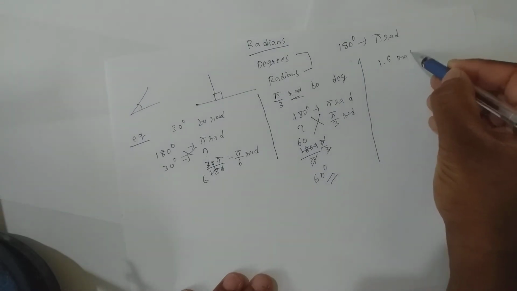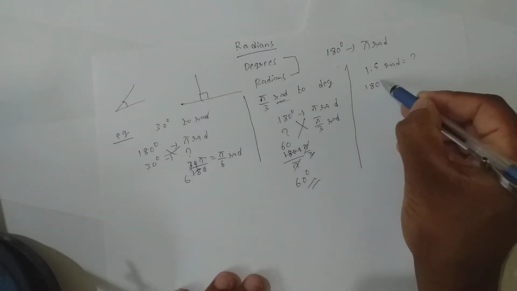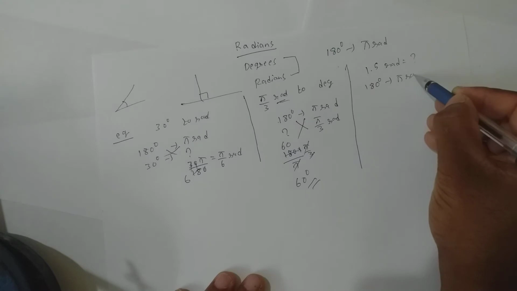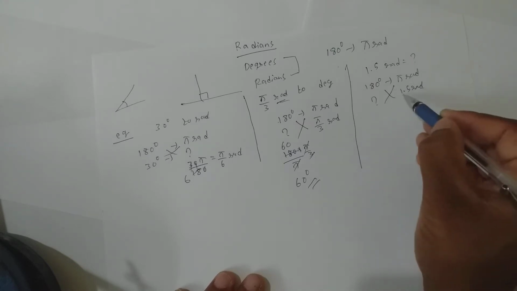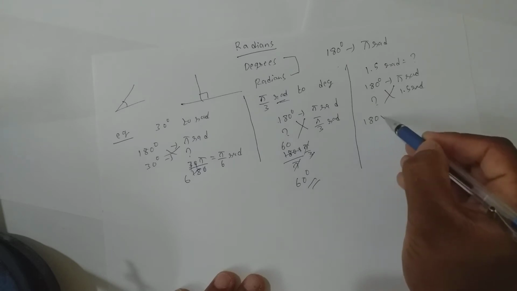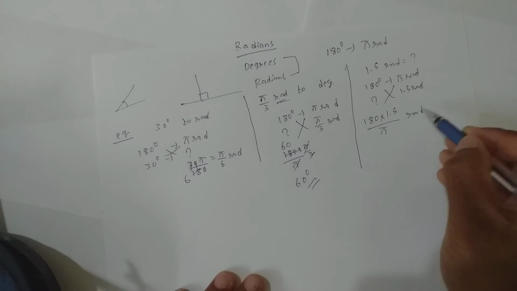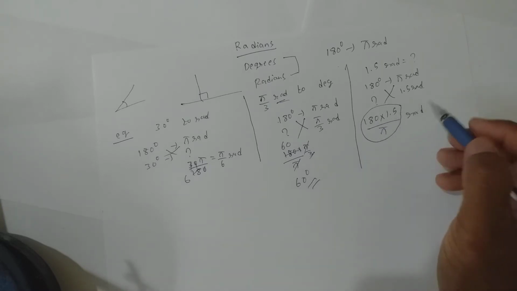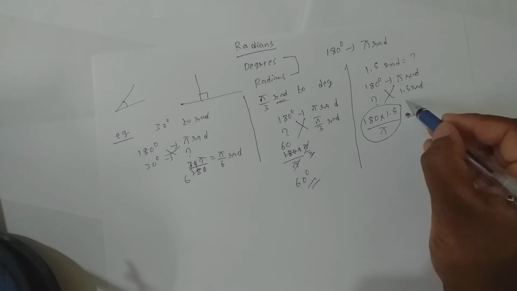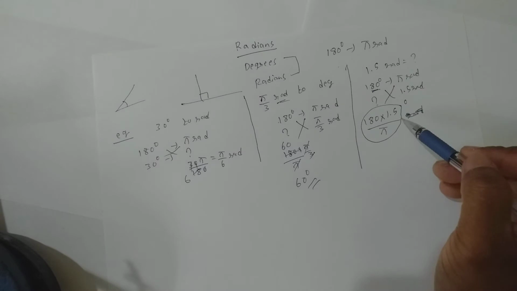1.5 radians equal to how much? First line is again the same. 180 degrees is nothing but pi radians. So 1.5 radians equal to how much? Cross multiply this into this. So it is 180 into 1.5 by pi. Place this in the calculator. Whatever answer you get, that you type here. It's not radians, it's degrees, right? Here above it was degrees, so below the result is also in degrees.